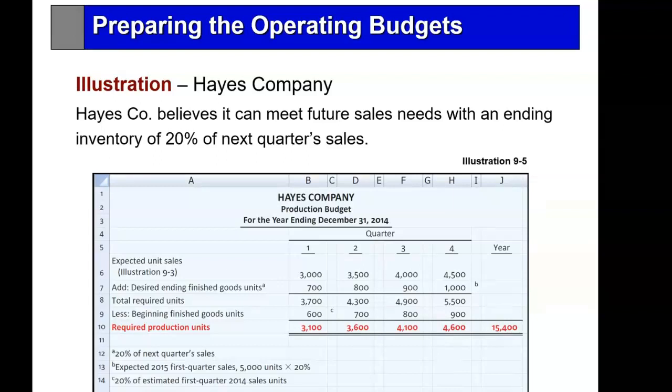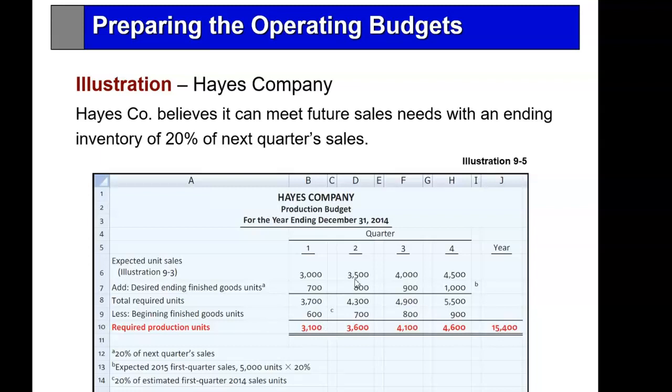from the year before. The quarter before in 2013, the last quarter of 2013, we produced 20% of what we're going to need in quarter one here. So you see, we produced 600 units to meet the 20% of the 3,000. So I already have 600. I need 3,700. So therefore, my required production is 3,100.